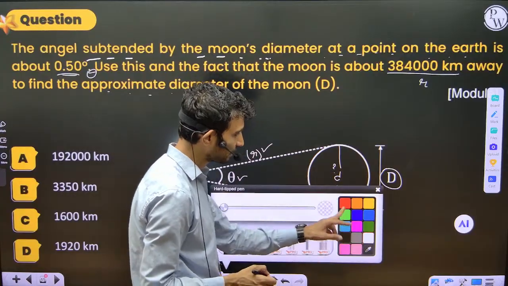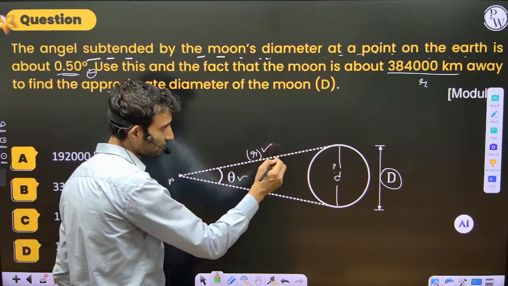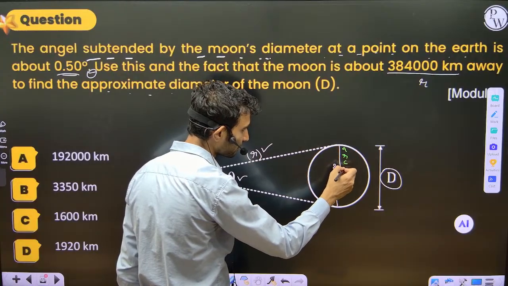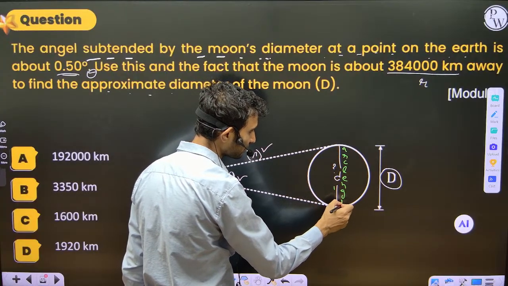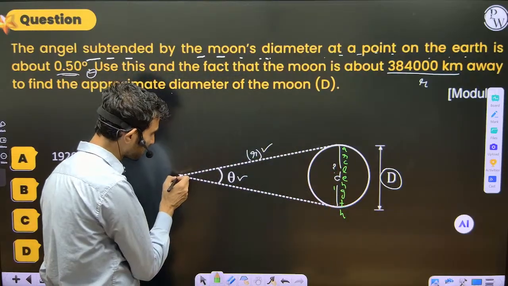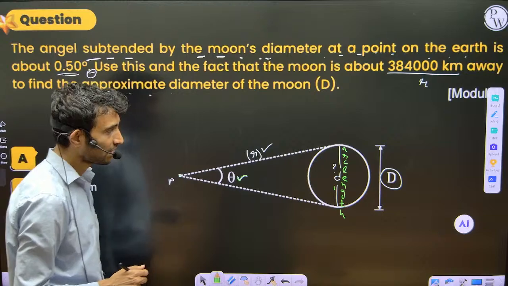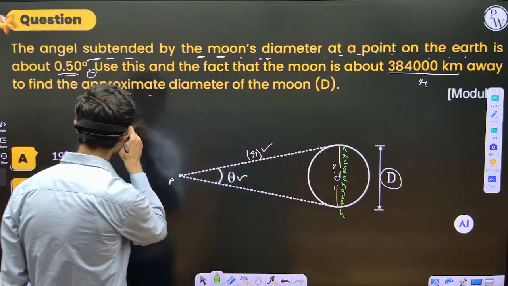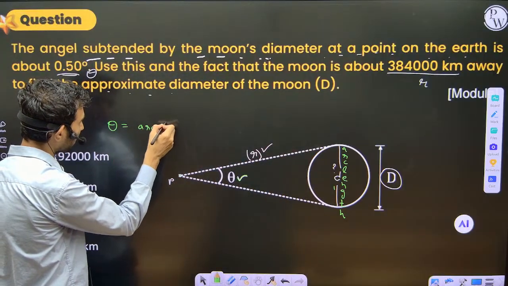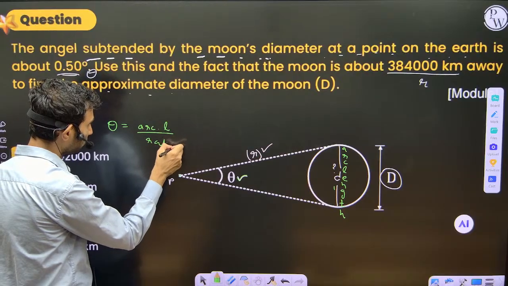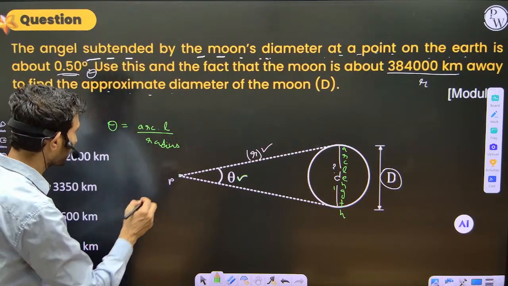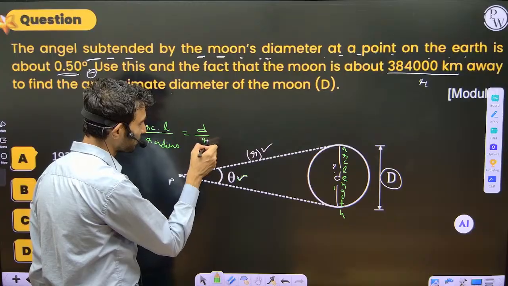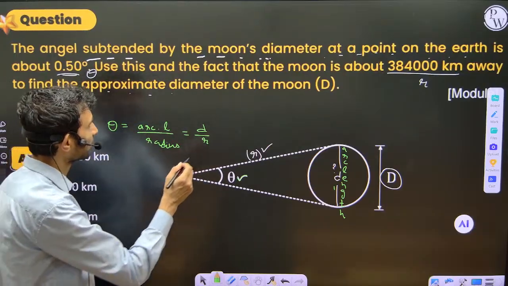Now to find the diameter, you can see that this is like an arc. This is the arc length, and that arc length is subtending theta here. You have to find the value of D. So what is the formula that we have learned? Theta is equal to arc length divided by radius. And in this problem, arc length is nothing but the diameter. So it will become diameter upon radius, and you have to find the value of the diameter D.